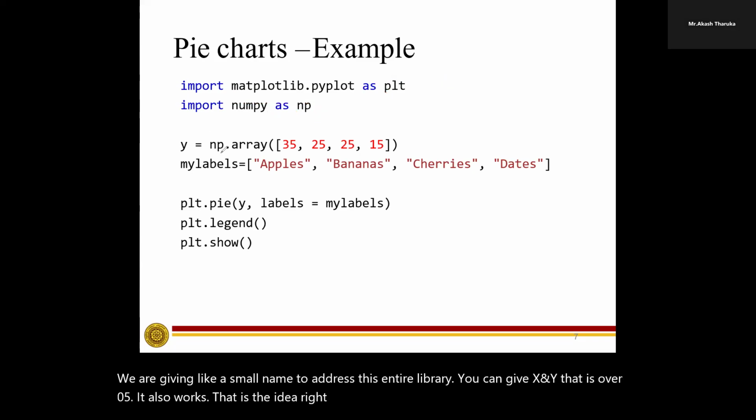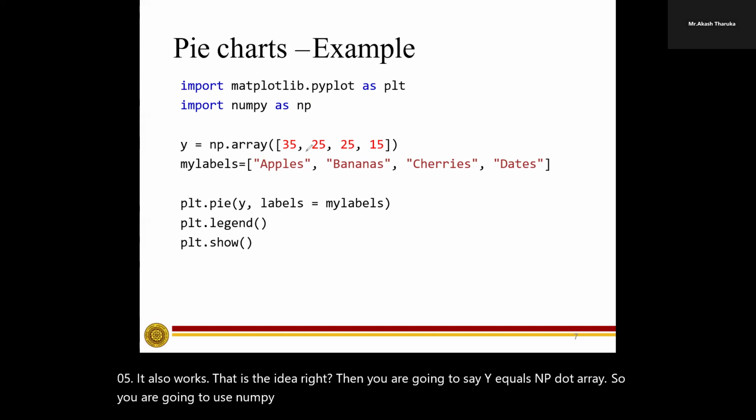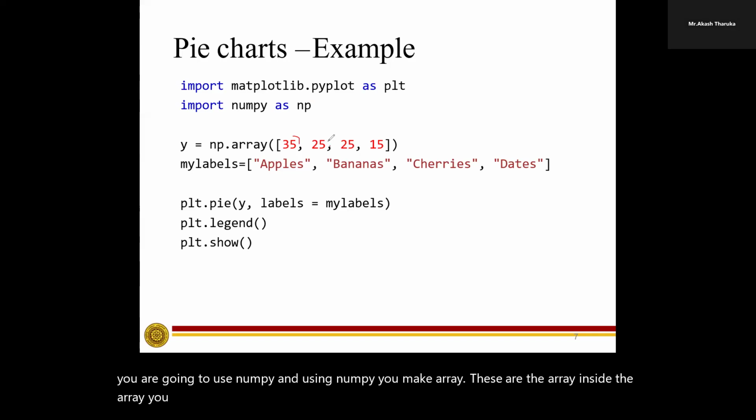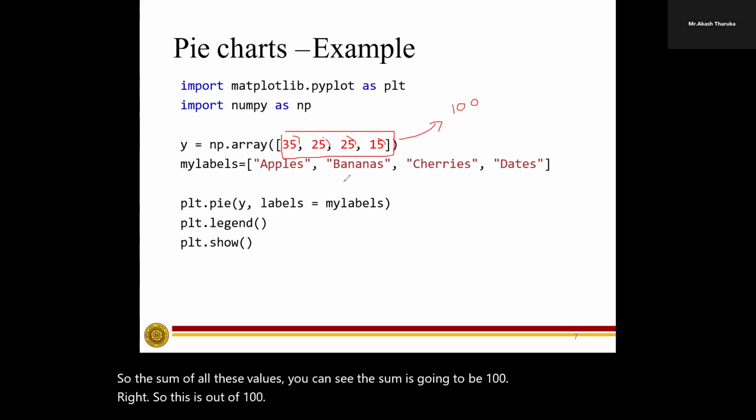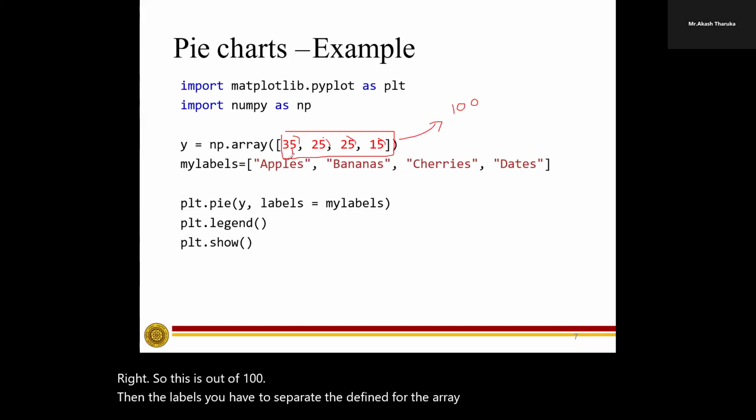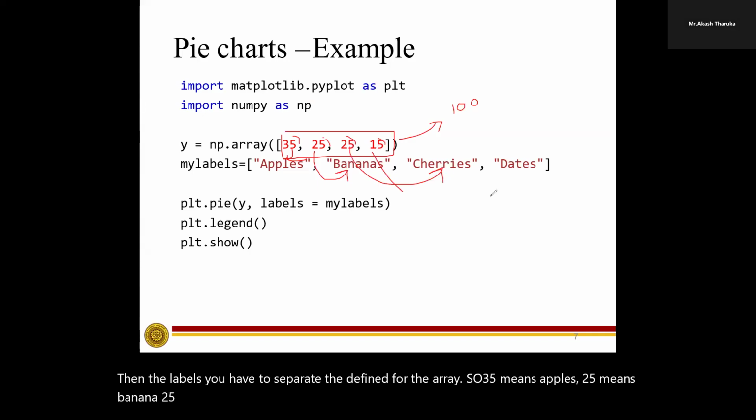Then you're going to say Y equals np.array. So you're going to use NumPy, and using NumPy, you make an array. Inside the array, you have 35, 25, 25, 15. So the sum of all these values, you can see the sum is going to be 100. So this is out of 100. Then the labels, you have to separately define for the array. So 35 means apples, 25 means banana, 25 means cherry, 15 means dates.